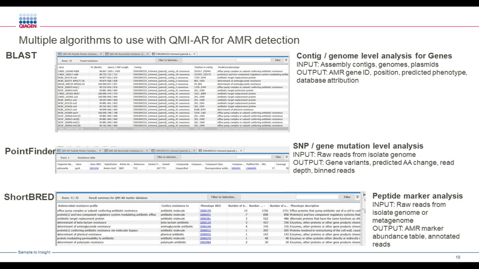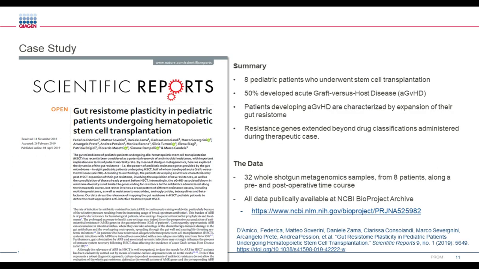And lastly, with Point Finder, actually in the middle here, this also produces a gene variant table for SNP-based analysis and predicted amino acid change, as well as read depth and other coverage information that you might typically expect to see, for example, with oncology or oncogenomics type data. But we apply this in the context of bacterial resistance SNP typing.